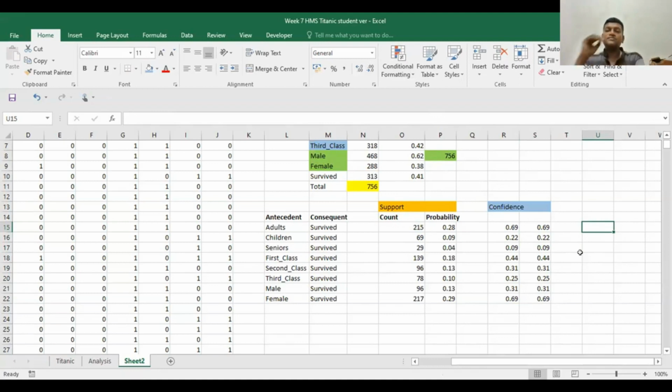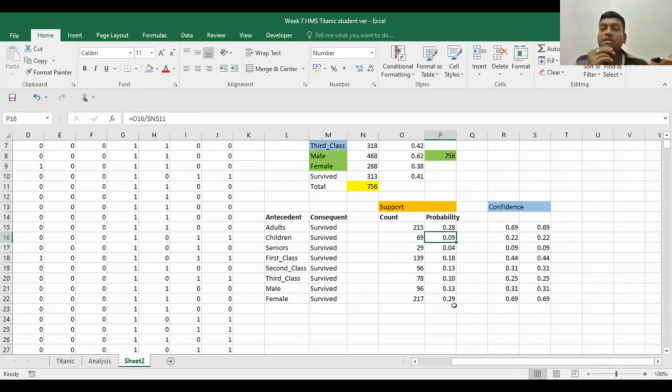Now, when we look at this, which cohort has the highest support? We check here. Of course, the highest support is for females, 0.29, which means that if you're a female, the greatest chance is that you would have survived. The probability of being female and surviving is 0.29. The probability of being an adult and surviving is 0.28. However, if you are a senior and you survived, the probability is very low, 0.04. The probability of being a child and surviving is 0.09. So you can already see some sort of pattern emerging here.